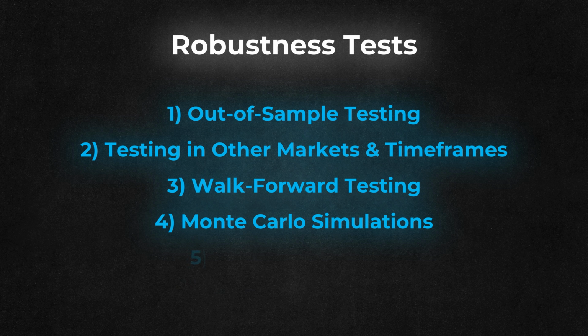Number 5 is the what-if simulations. What-if simulations can tell what will happen with the performance if you decide, for example, to increase slippage, the spread, or simply avoid trades at a particular time of day or day of the week.